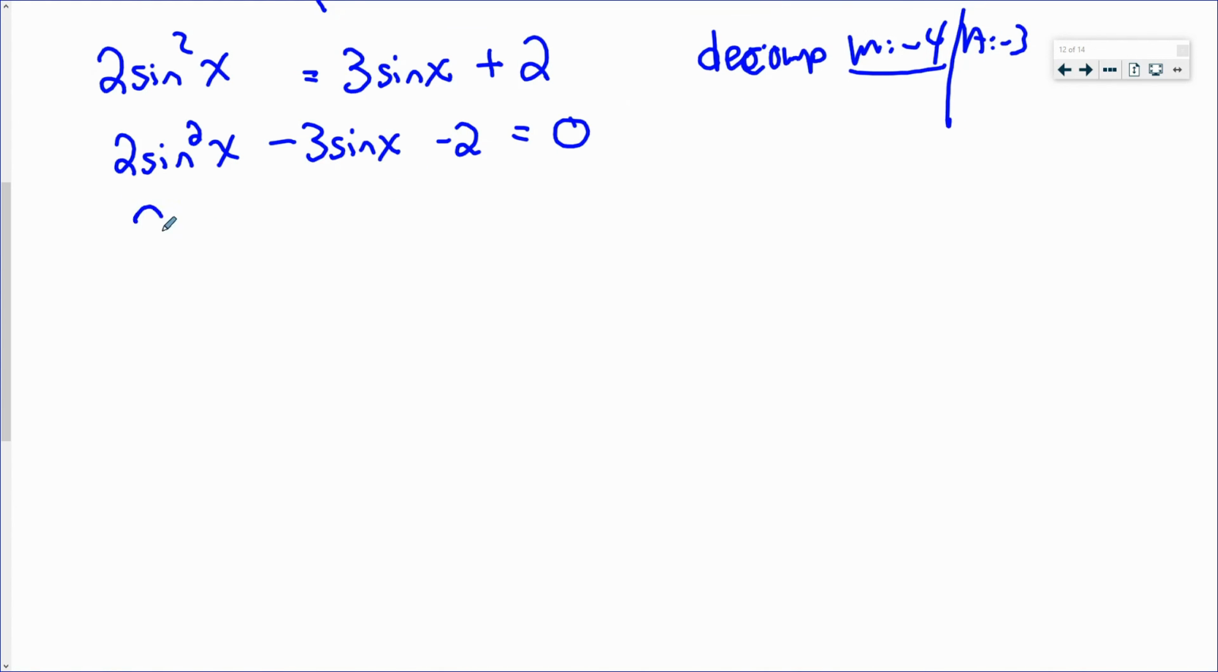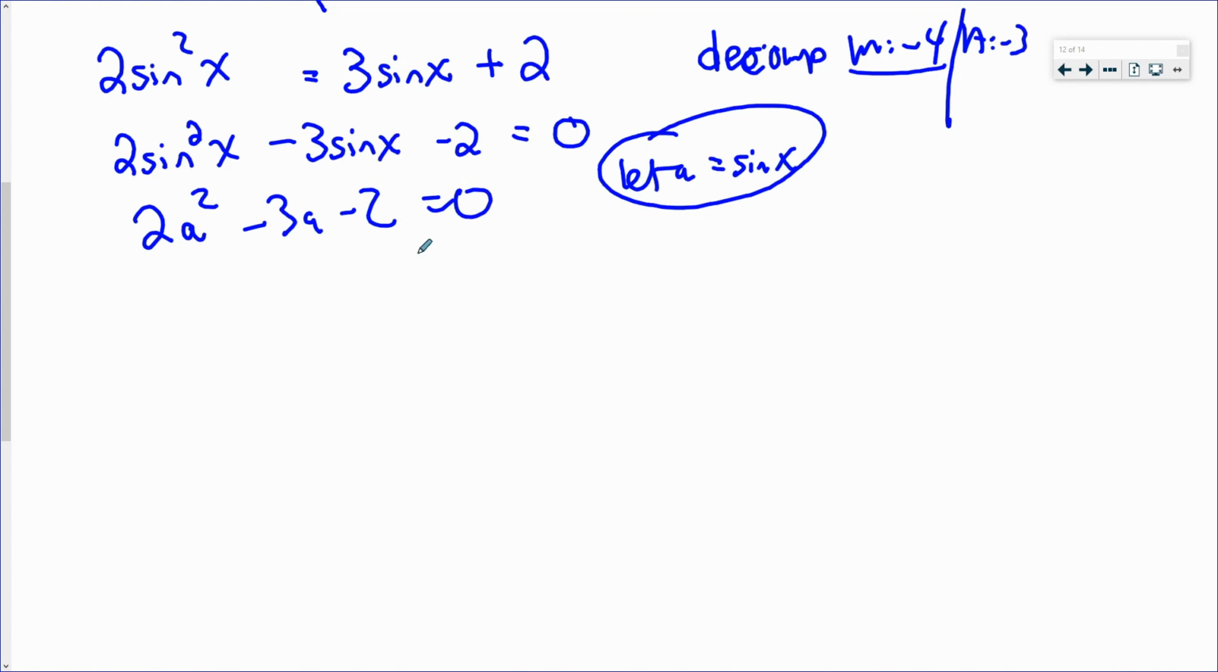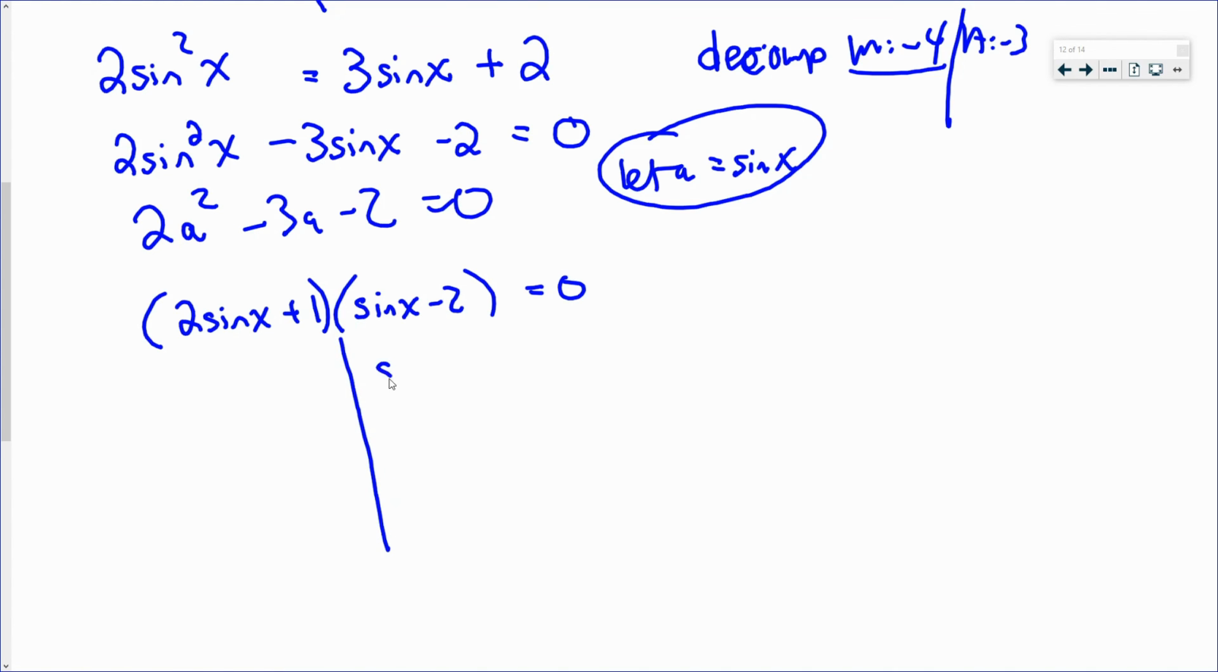Remember, you can choose to rewrite this, like say let a equals sine x. Like if you just don't like staring at it, then you can plug it in and you can solve this, right? Remember, if you do that, you need to make that statement. Otherwise, you're going to lose half a mark. Okay, so when you factor that, maybe pause the video and then you can check my answer. But when you factor it out, you're going to get 2 sine x plus 1 over sine x minus 2. There we go. So once again, zero product property, solve both sides.